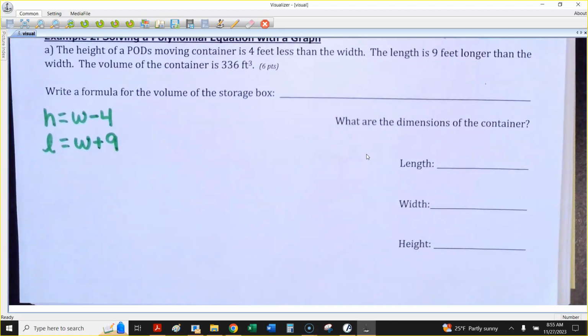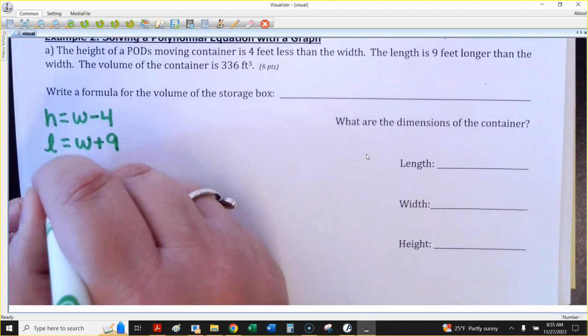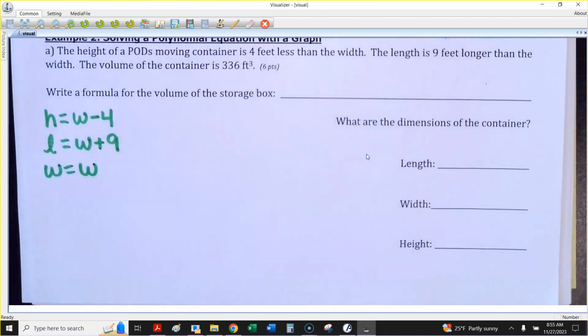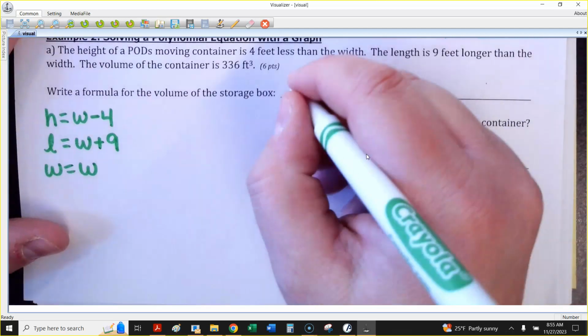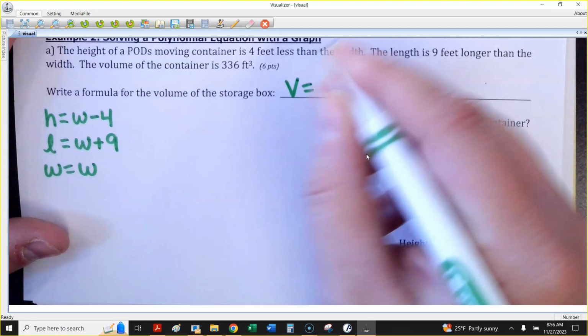And my width we'll just call W. So we don't have to really do much manipulation here. We've got a lot of the information just from the directions. Now, it says the volume of the container is 336. Okay, so there's 2 ways to do this. The volume would just be length times width times height.